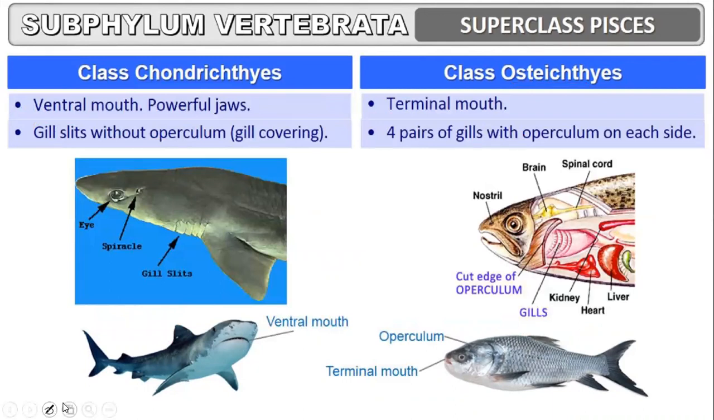Next, class Chondrichthyes, they have a ventral mouth with powerful jaws. What do you mean by ventral mouth? That is this part, at the bottom side of their body only. Ventral means the lower part, just like here. You'll find the mouth at this position, this shaded region. That is a ventral mouth.